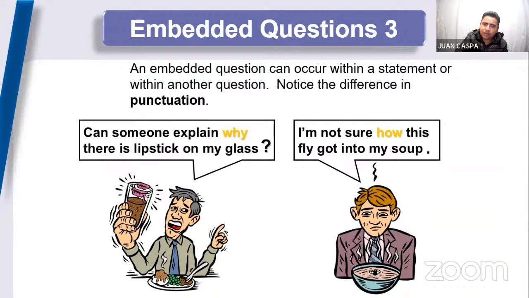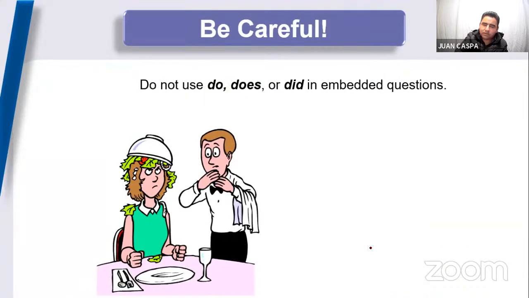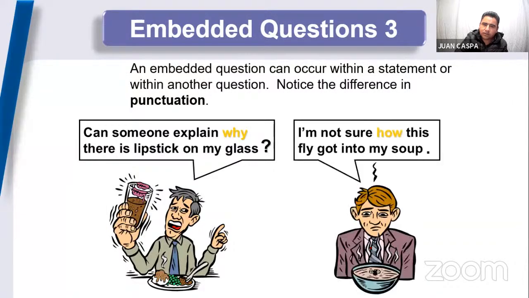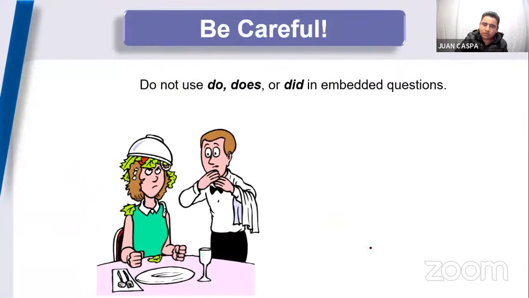Okay, but that's one way, right? An embedded question is also a way to be polite. But usually in an embedded question, you don't use do, does, or did. That's why we say an embedded question with W. But of course, we can use it with can you, with why, with all of the WH questions, also with how, right? Here, do not use do, does, or did in embedded questions.